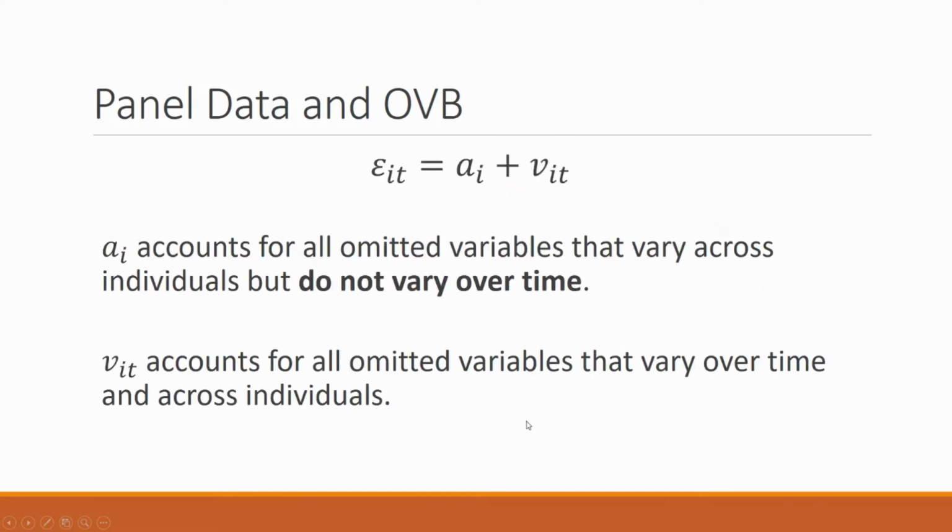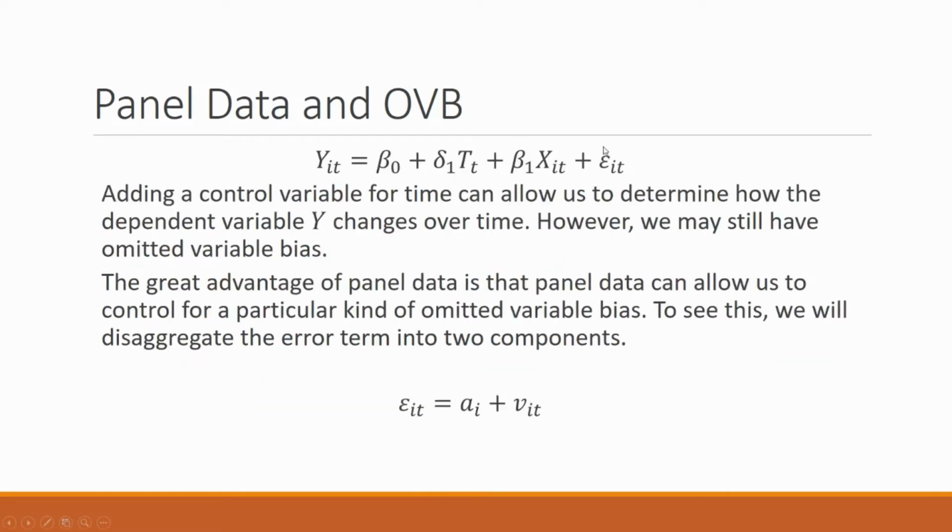Okay. Now, what does that mean? What does this mean to disaggregate the error term? What we're saying is that the error term, let's go back here. Remember, the error term captures all the information from all the variables that are excluded from the model. Remember, the error term captures all the information that is excluded from the regression model.